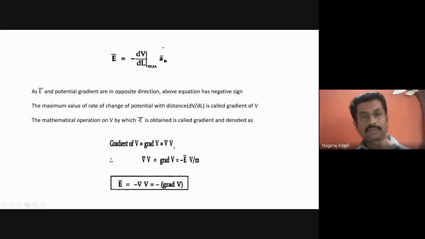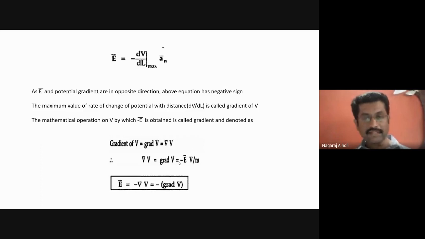Note the difference between del V and del dot V. We are solving one example next, and you'll understand the difference. Del V, without a dot in between, is called gradient of V. If you use a dot in between, del dot V, it is called divergence of V. Please be very clear about this point between gradient of V and divergence of V.